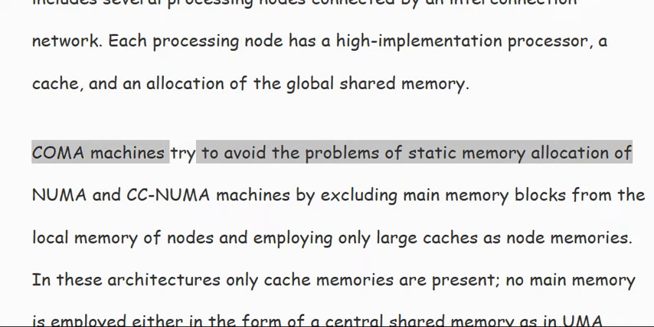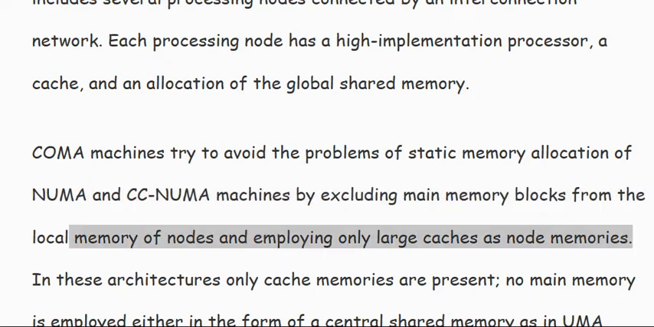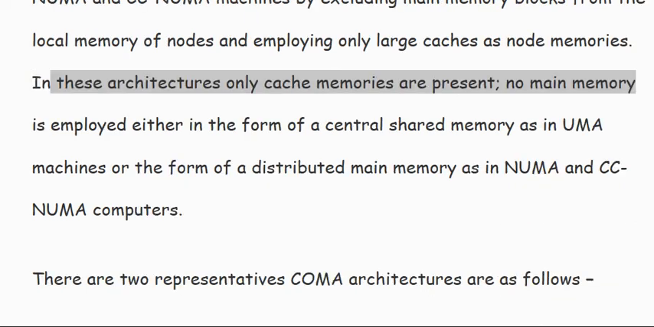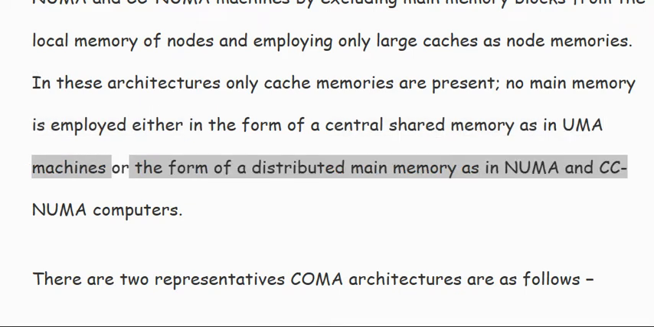COMA machines try to avoid the problems of static memory allocation of NUMA and CC-NUMA machines by excluding main memory blocks from the local memory of nodes and employing only large caches as node memories. In these architectures, only cache memories are present. No main memory is employed either in the form of a central shared memory as in UMA machines or in the form of a distributed main memory as in NUMA and CC-NUMA computers.